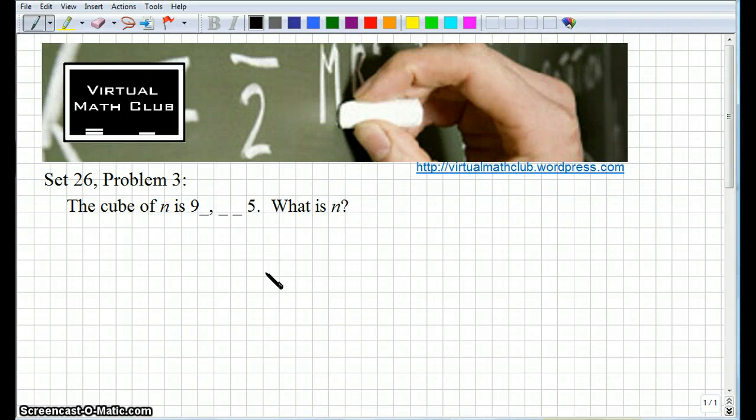Problem number 3. The cube of n is 9 blank blank blank 5. What is n? Now this is a problem that looks like it's impossible, but it's really not that bad. You just have to think carefully about what you know. For example, I do know that 9 blank blank blank 5 is somewhere between 90,000 and 100,000, right?